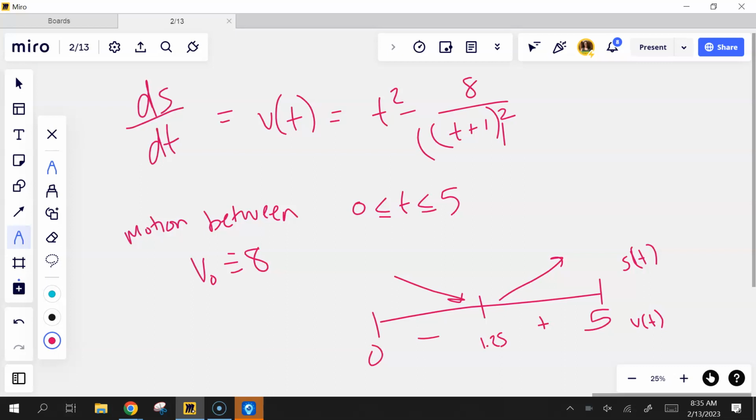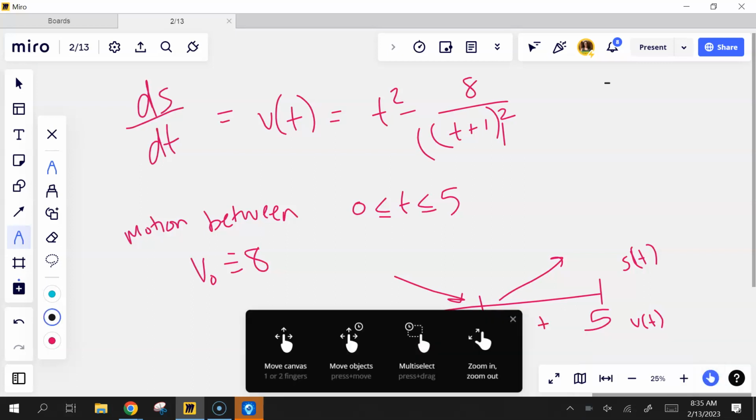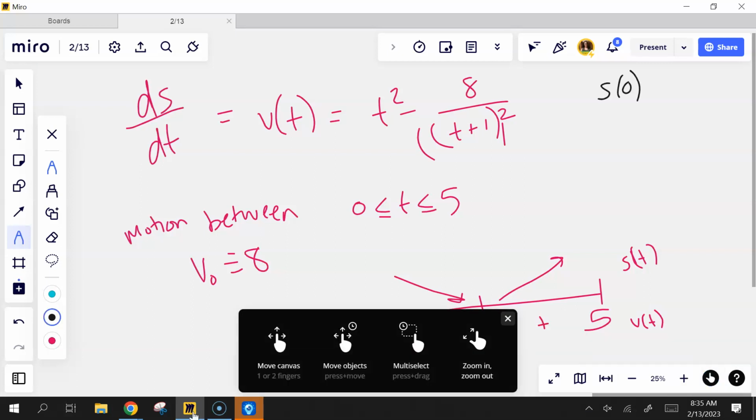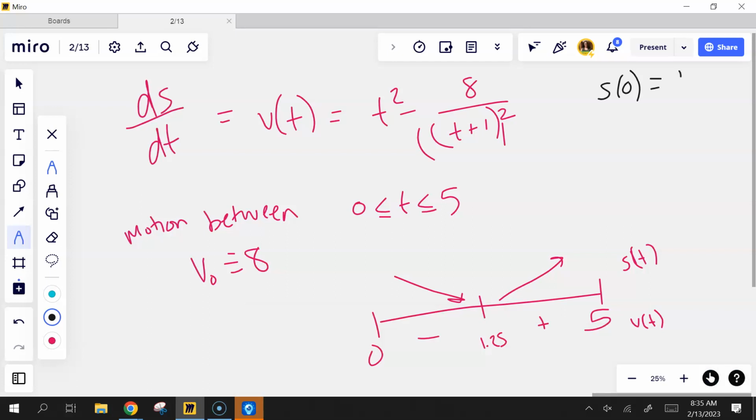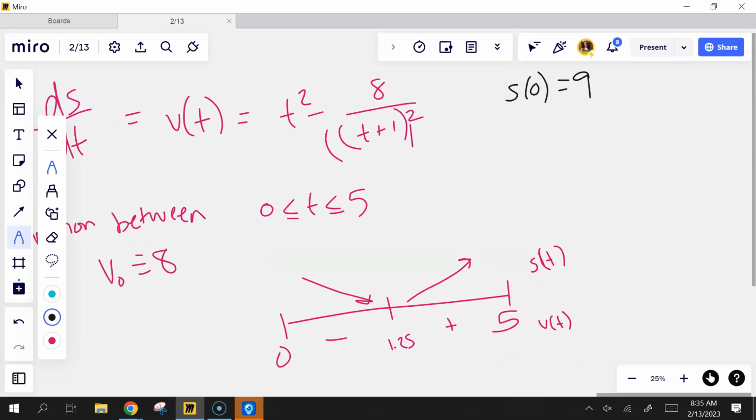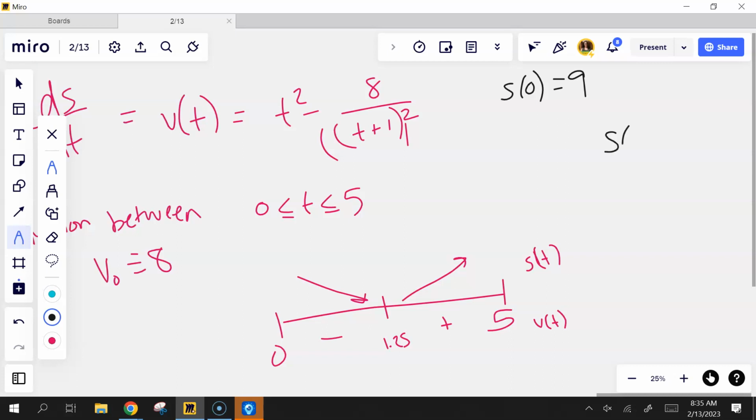All right, let's suppose then, using this same equation, this same information, that the initial position is 9. What is the particle's position at 1 second? And then what is the particle's position at 5 seconds? Same equation, same information. What am I going to do?